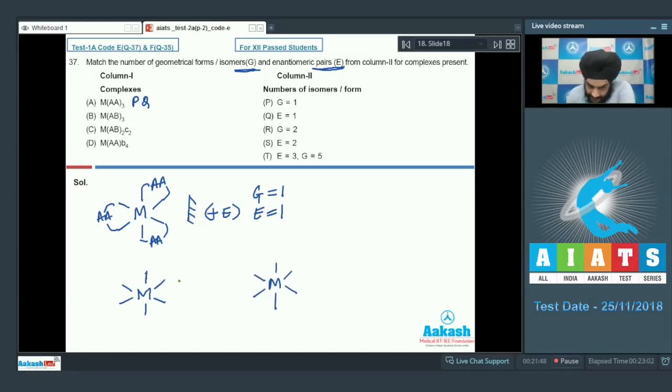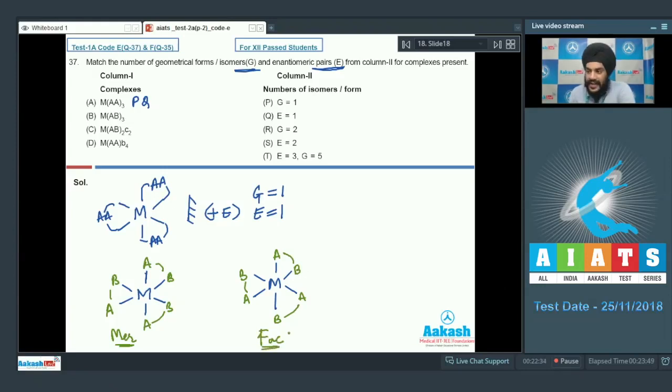So if you look at the meridional form first, we can have A, B bonded like this, and A, B bonded like this, and the A and B bonded like this. So this is the meridional isomer. We can also have the facial isomer. The facial isomer can be represented as, so here we have the facial isomer as well.